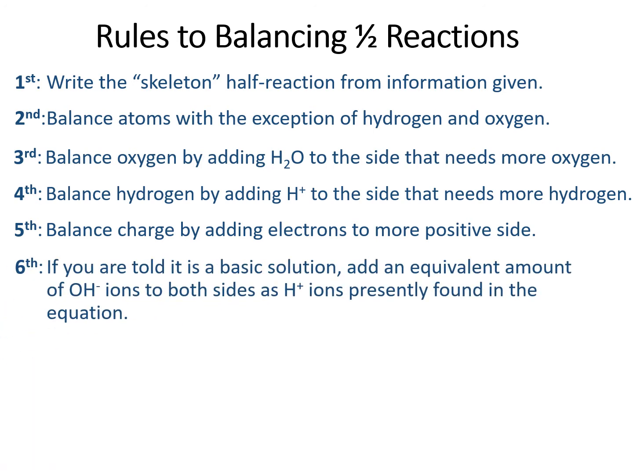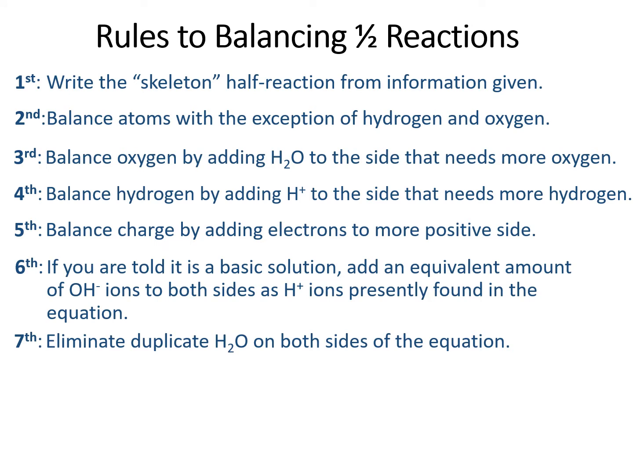If you are told it is basic solution, add an equivalent amount of OH minus ions to both sides as H plus ions presently found in the equation. Rule number 7, eliminate duplicate H2O on both sides of the equation. I know that's a lot, but we're going to practice it a lot, and it's going to become like second nature. And when we go through the examples, I'll go through that a whole lot slower. But these are the rules to balancing our half reactions. So let's do some examples.